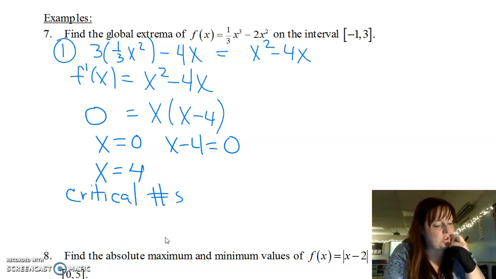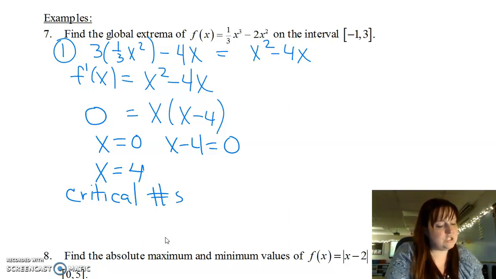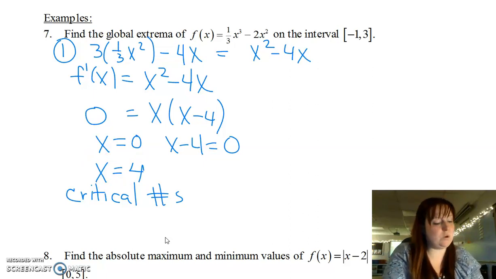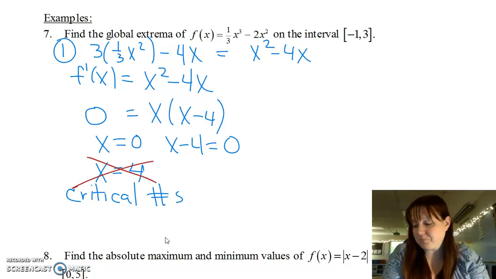And it says find the global extrema on the interval -1 to 3. So the question is, we just found two critical numbers for this function. Are they both on our interval? Well, 0 is on our interval, but 4 is not in the interval. Okay, so we're not even talking about 4. We don't even want to look at 4 because it's not in the interval.